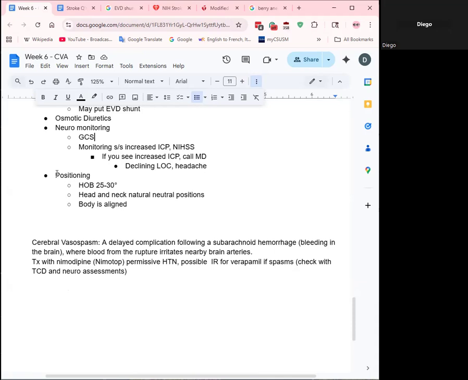And then for positioning, head of the bed slightly up. Try to keep it all aligned. No excessive bending or anything. You just want to maintain that intracranial pressure a bit more consistent.